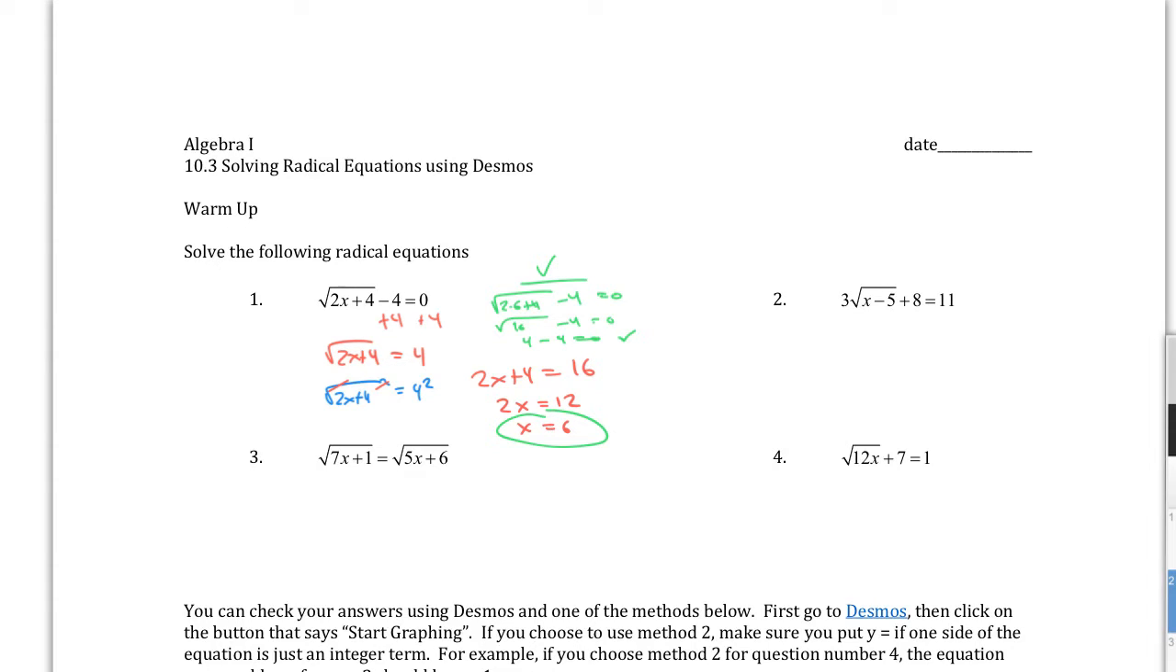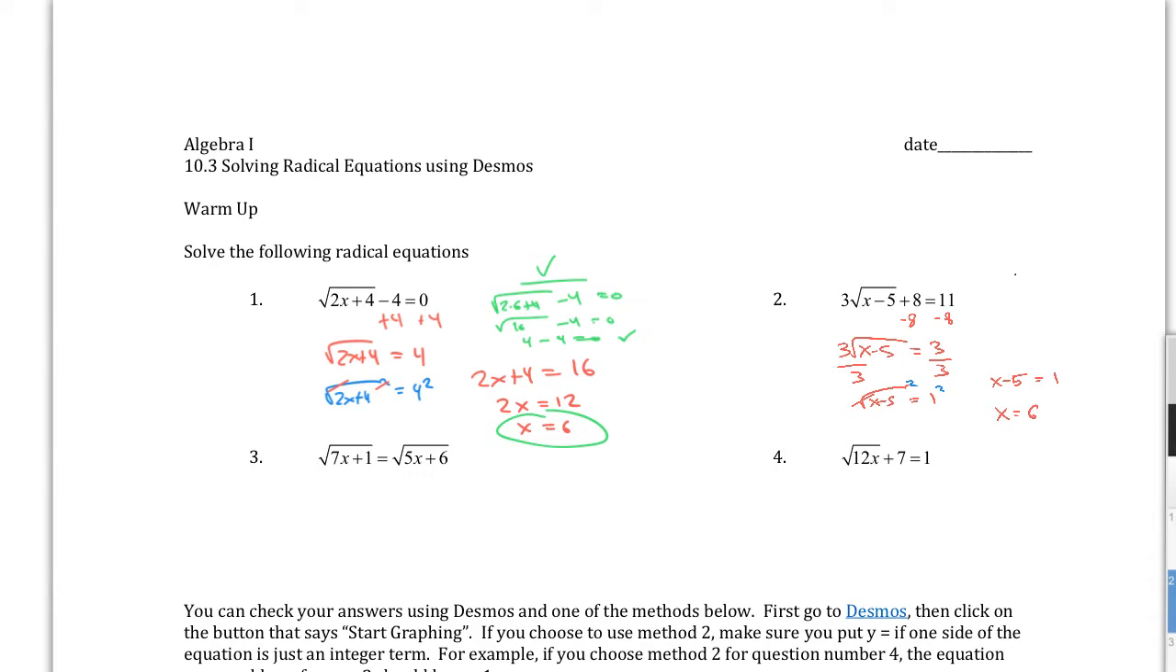For number 2, here I've got to subtract 8 first. And we get 3 root x minus 5 equals 3. And then I divide by 3. We get square root of x minus 5 equals 1. And now I square both sides. And that gives me x minus 5 equals 1, because 1 squared is 1. So my answer is going to be x equals 6 again.